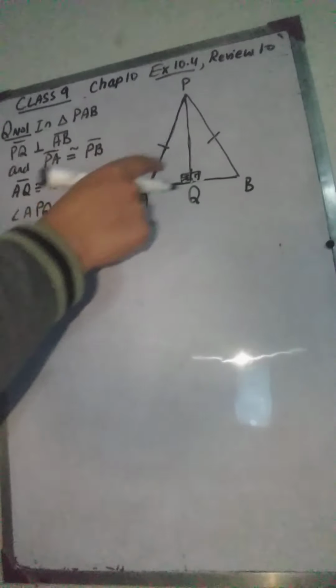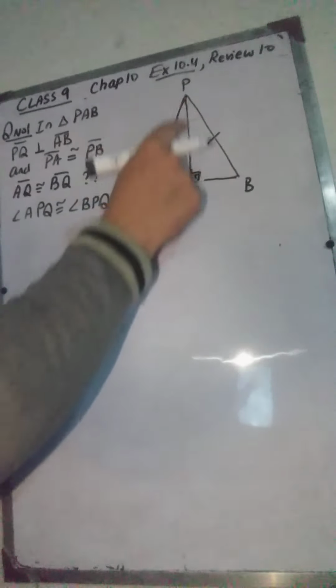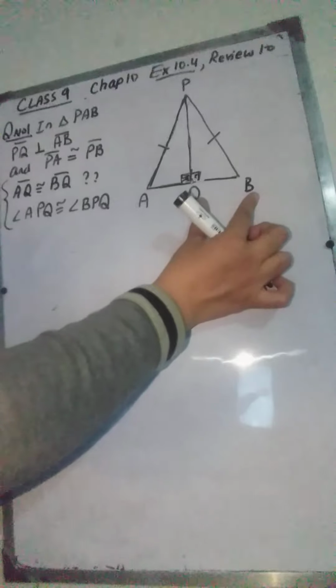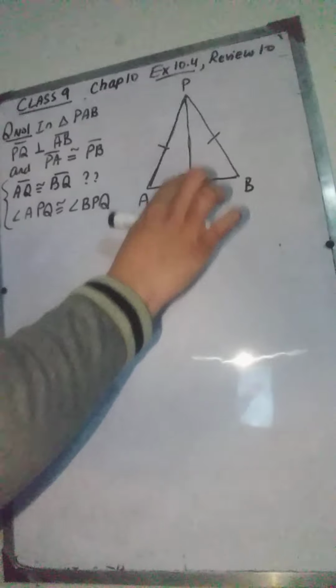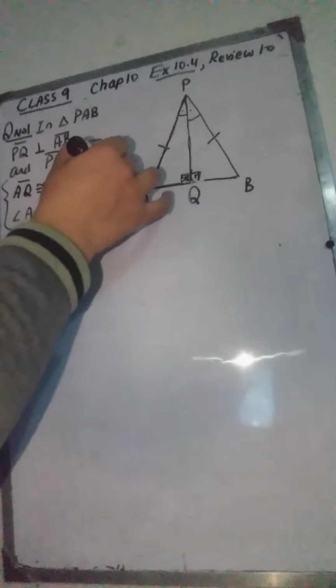We are given a triangle PAB in which PQ is perpendicular to AB. It means that APQ is a right triangle, also BPQ is a right triangle, and we are also given that PA is congruent to PB. They have asked us to prove AQ is congruent to BQ. Also we need to prove that angle APQ is congruent to angle BPQ. This is what they have asked.